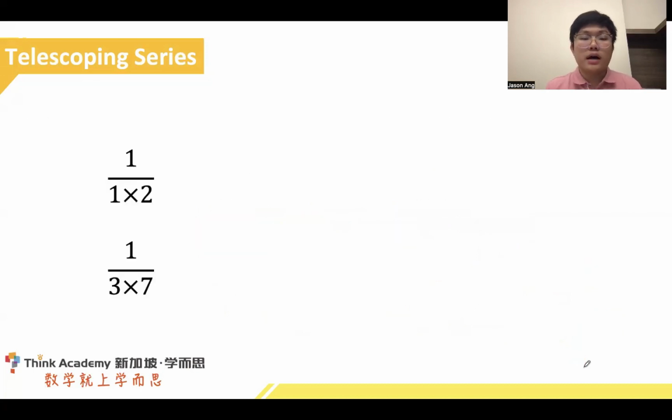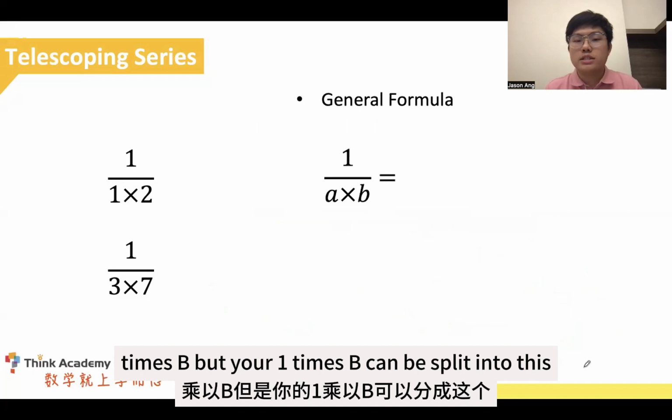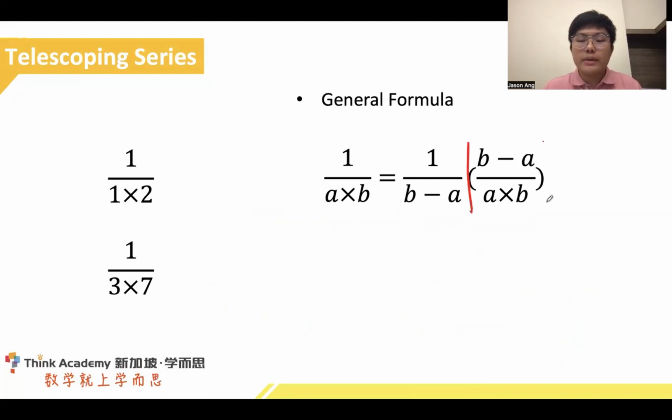Using the similar fractions that we have from our previous portions, let us view the general formula. Basically, you have your 1 over a times b, but it can be split into this. We focus on the right side first, this b minus a. Basically, finding the difference between our denominator numbers. Your 7 and 3, we can plop it in. 7 minus 3, we get 4. So this means that your fraction on the left-hand side, we have to counter by dividing it by 4. Okay, and we continue on.